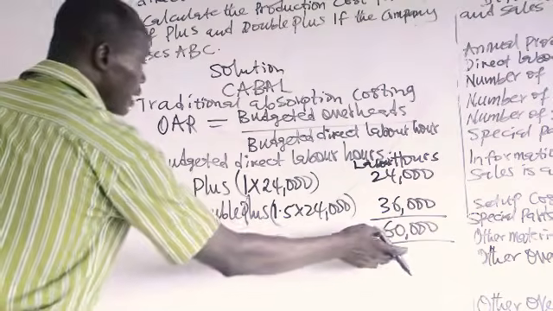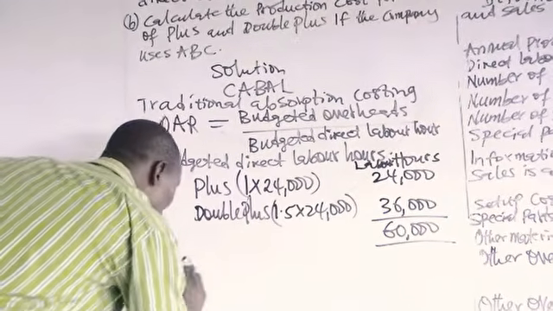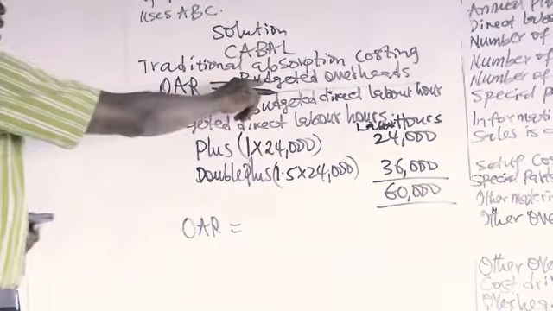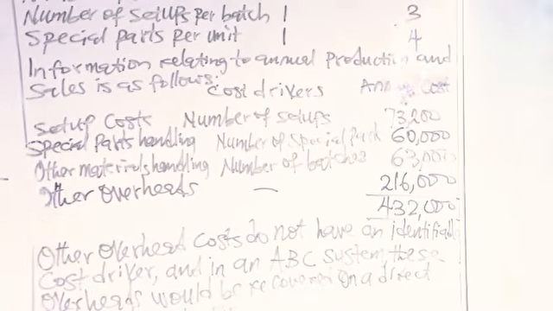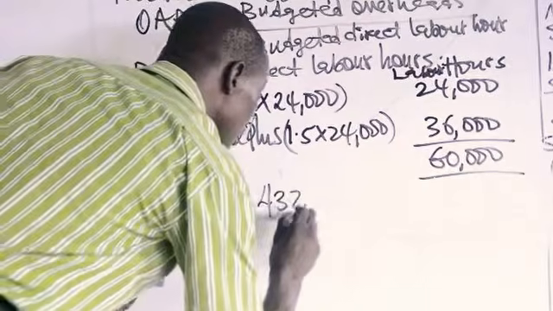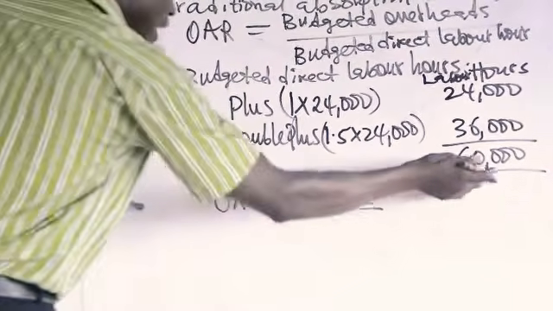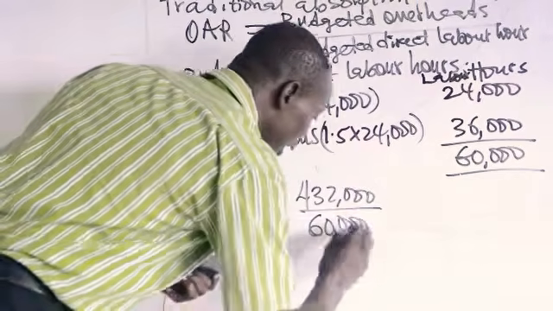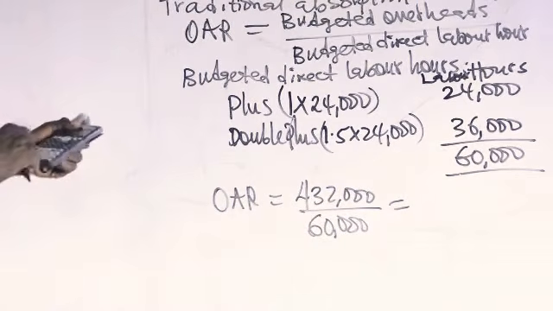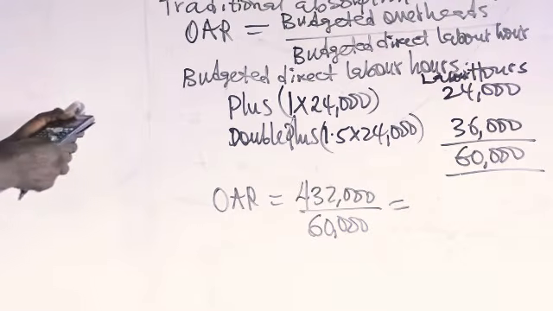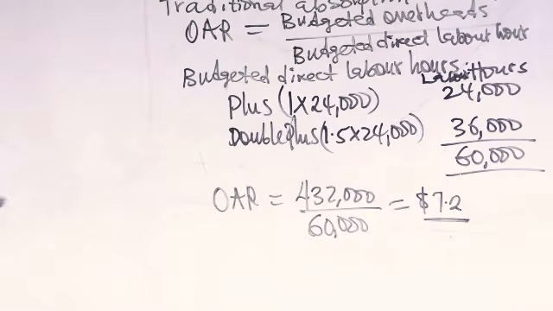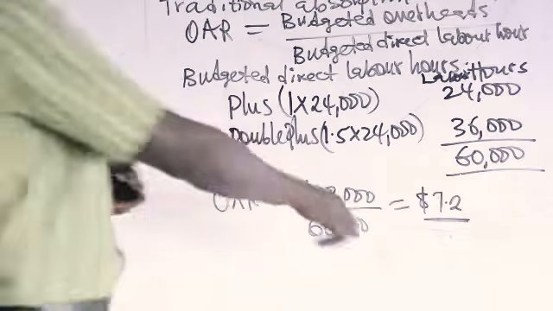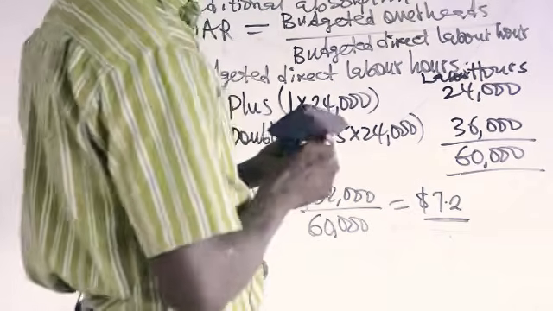Now, having computed the budgeted direct labor hours, you can compute the overhead absorption rate. And we say it is budgeted overhead. The budgeted overhead is $432,000 over the budgeted direct labor hours as calculated above, which is 60,000 direct labor hours. So 432,000 divided by 60,000 will give us $7.2. That is the overhead absorption rate. It is at this rate that the overhead should be charged to the product.